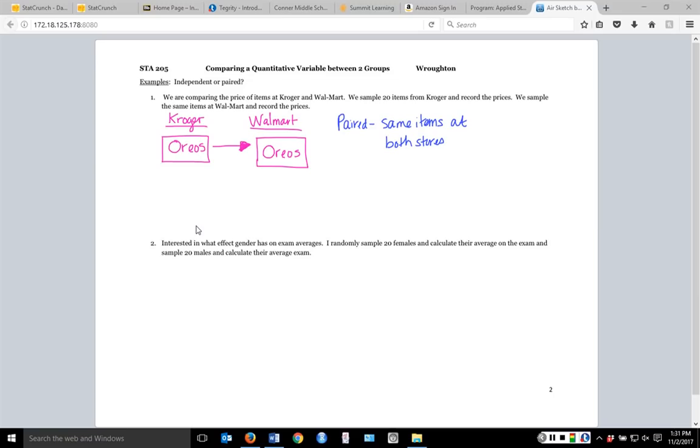Now, if I look at my second example, we want to see what effect gender has on an exam average. So for each student here, I'm getting their exam score and their gender. Exam score is going to be quantitative. Gender is categorical, only two options, female and male. I randomly sampled 20 females and got their average on the exam, and 20 males and got their average on the exam. So my two groups here are the women and the men.